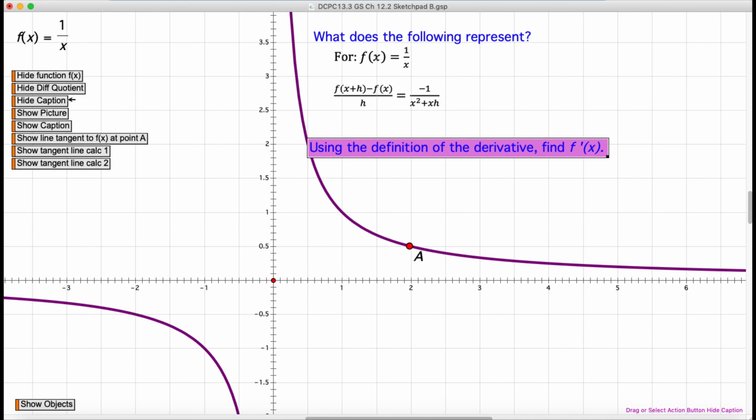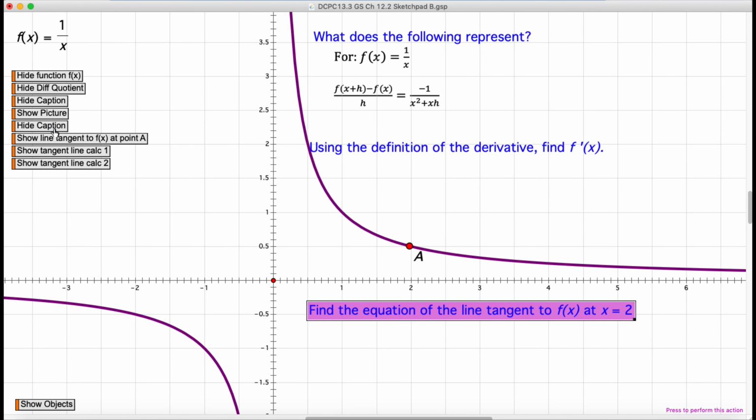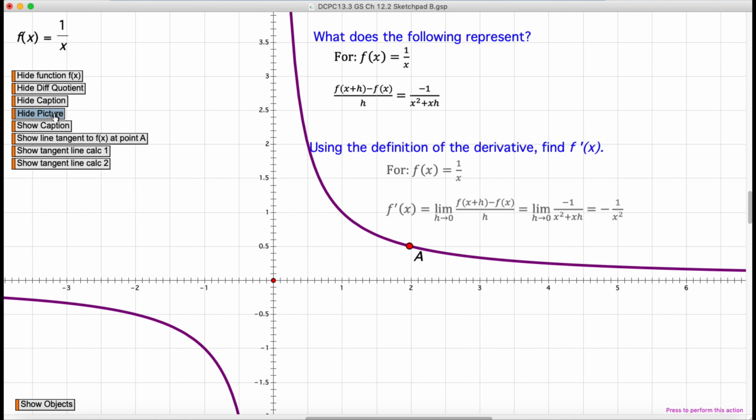All right, now we want to use our definition of the derivative to find f prime. Remember, f prime is the label we give to our derivative. Using the limit definition, f prime is equal to the limit of our difference quotient as h goes to 0. We let h get closer and closer to 0, we evaluate that limit of our difference quotient, and we find our derivative.